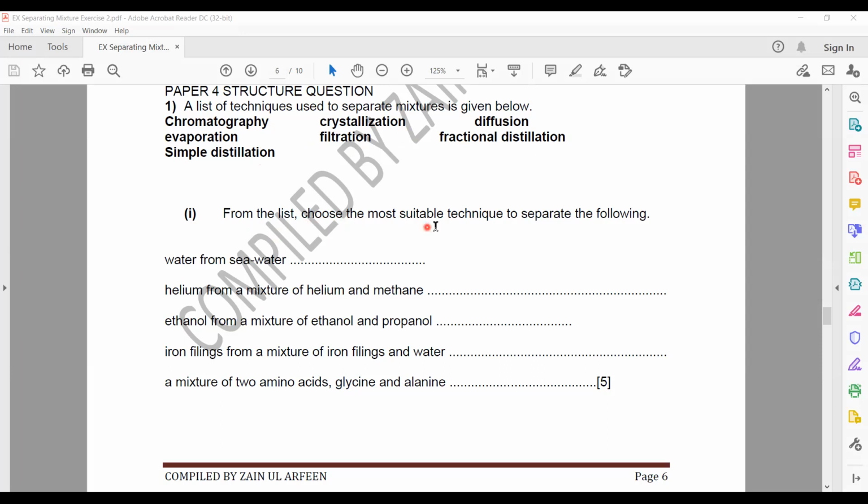From the list, choose the most suitable technique to separate the following. Water from seawater. Which technique is the most suitable? You can use the screen annotation and type the answer, or you can write it in, like you wrote in, sure, simple distillation, you write as D. Is it clear to everyone?